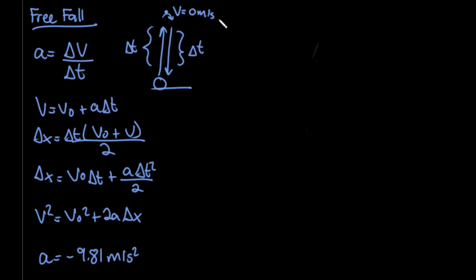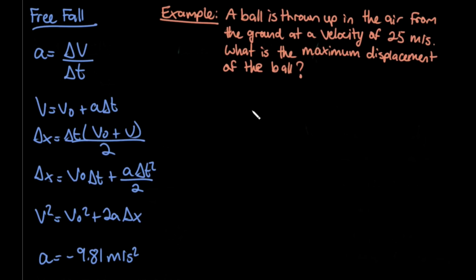Let's take a look at an example so that we can understand how to use these formulas in a free fall problem. We have a ball being thrown up in the air from the ground at a velocity of 25 meters per second. What is the maximum displacement of the ball?